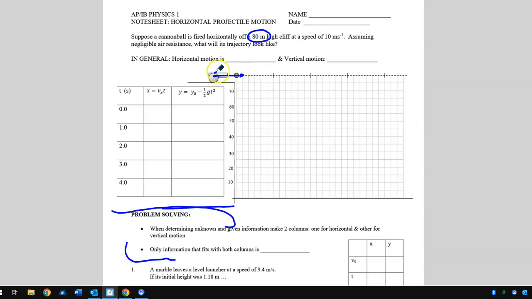Eventually, we're going to learn how to deal with it when we fire it at an angle, but the general concepts we're learning here apply for at an angle. It's just the math is a little bit more complicated. Okay, so let's get to it.